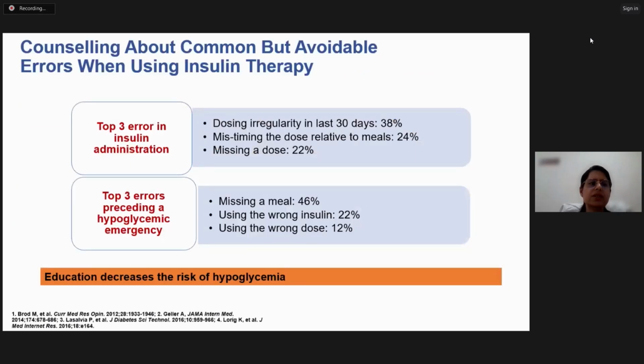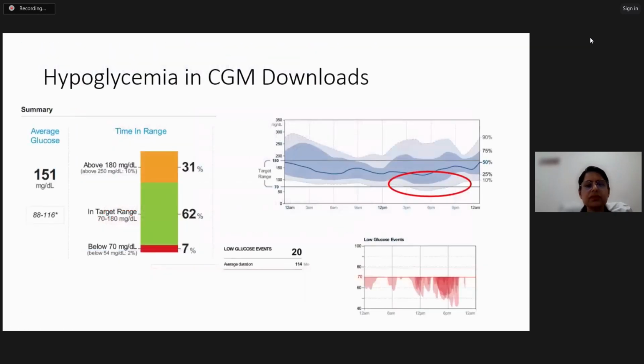Now, the common errors which have been observed in hypoglycemia. The top 3 errors in insulin administration observed in the studies were dosing irregularity, missing timing, and missing of the dose. And the top 3 errors preceding hypoglycemic emergencies were missing a meal, using the wrong insulin, and using the wrong dosage. So education is very important to decrease the risk of hypoglycemia. Hypoglycemia is easily detected through CGMS.